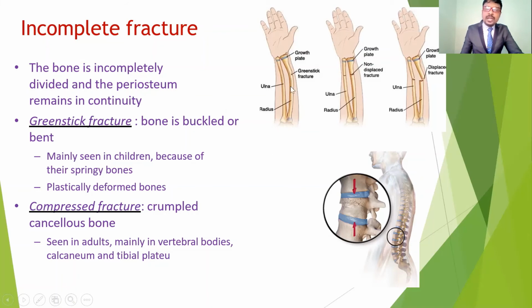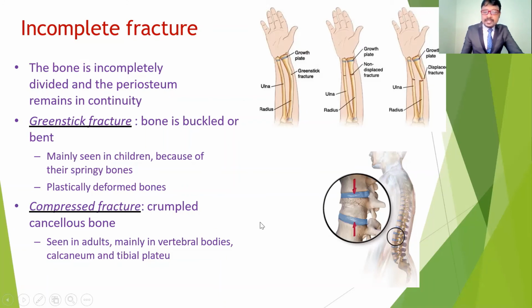Why do children get greenstick fractures? Because ossification is not completed in children, so these fractures are commonly seen. Also plastically deformed bones: if there is any abnormality in the bones, there may be a chance of greenstick fractures, especially in children. And next one is the compression fractures.